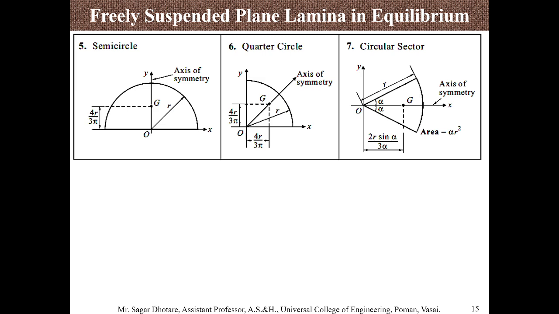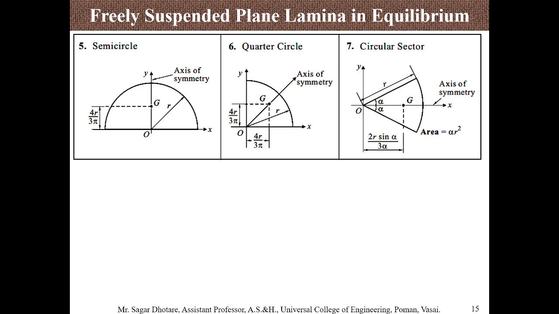Then the semicircle, that is 4r by 3 pi, as we know that it is symmetric about the y-axis. Then the quarter circle, it is correlated with the 45-degree one. So the value of x bar is equal to the value of y bar, which is equal to 4r divided by 3 pi.